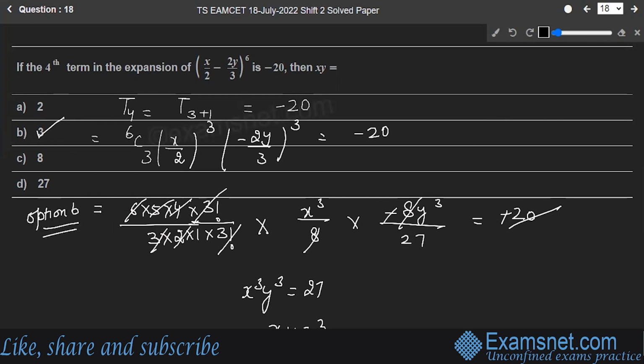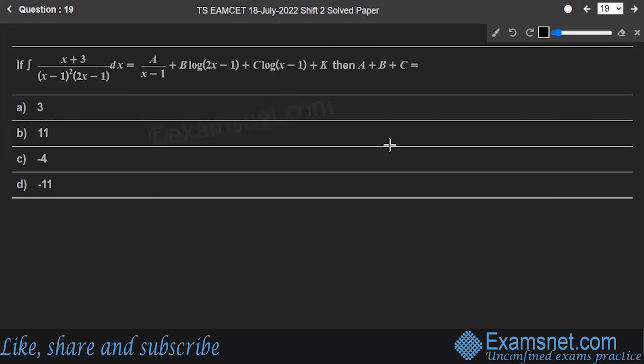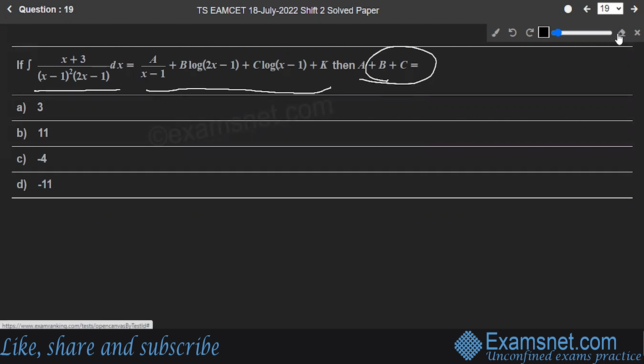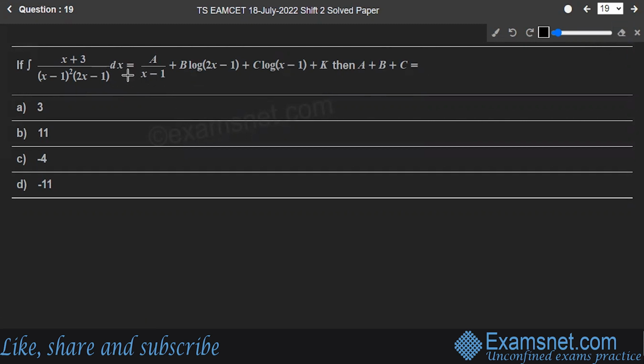Hope you understood this. Next is question number 19. Integral problem before us. It says if the integral of this is equal to this whole expression, then a plus b plus c is equal to what? Okay, so very first thing, I'll pick up the LHS. I'll ignore the integral right now. I'll focus on solving this. So (x plus 3) upon (x minus 1) square (2x minus 1). I can write it down like this.